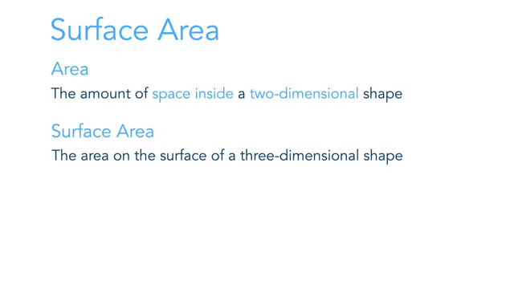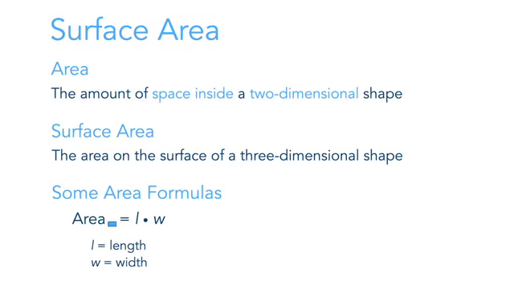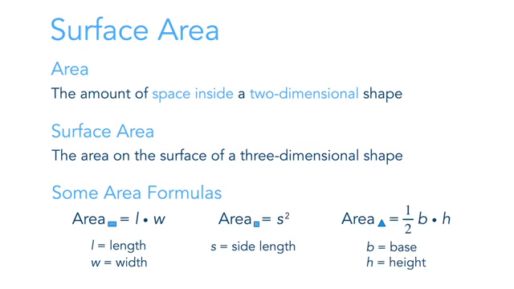Since those faces can be rectangles, squares, and triangles, we will be using a few different area formulas to find surface area. The formula for the area of a rectangle is length times width. The area of a square is side length squared, and the formula for the area of a triangle is 1/2 base times height.